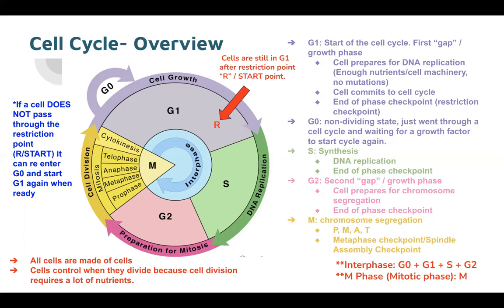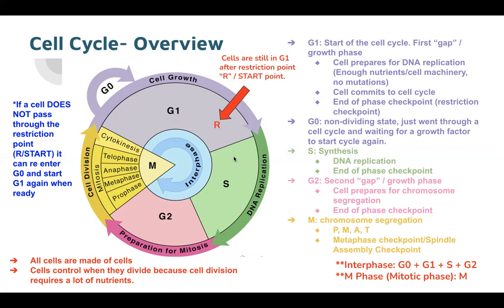The cell is going to grow and check for DNA damage. Then we run into our checkpoint, which is called the restriction point, or Start in yeast. After we pass the R point, we're going to be in G1 a little bit longer, and then we pass into S phase. S phase is when we have DNA replication. We also have a checkpoint there.